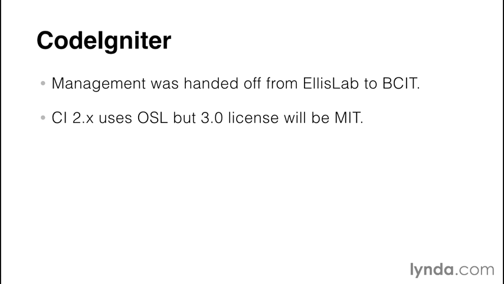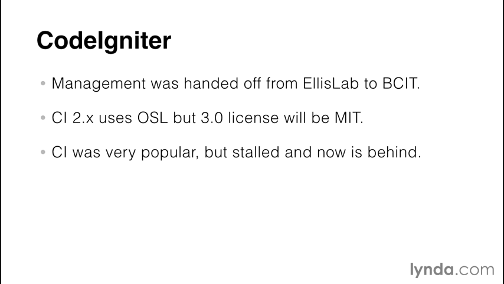CodeIgniter, also called CI, has a couple of different licenses. From version 2.2 and previously, it used a special open source license, which is what they call copyleft, which basically means if you do any changes, you need to upload those changes publicly. Starting in 3.0, the license will be moved to MIT, which is much more flexible.